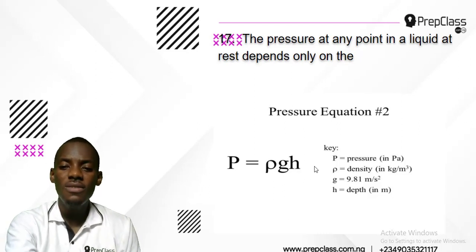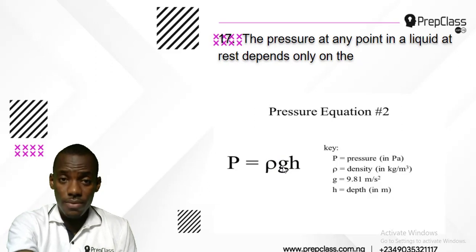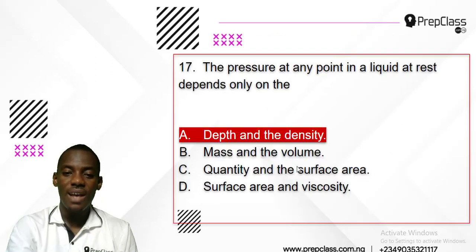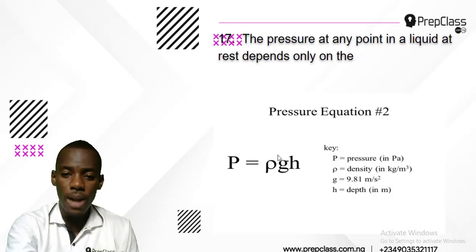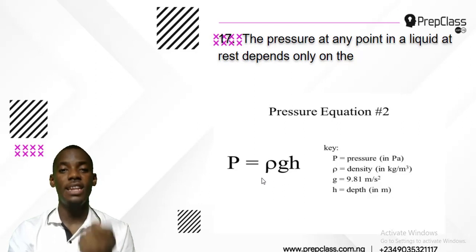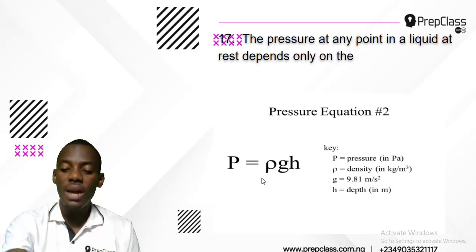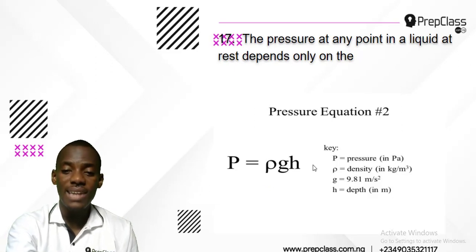So now let's solve further. The pressure at any point depends on what? It depends on density, on acceleration due to gravity, and on height or depth. And that is the answer. It depends on depth and density. It is proven by this formula. The formula for pressure in liquid proved it, and that was explained by Pascal's principle. So it is affected by density, acceleration due to gravity, and height, and that is the answer.